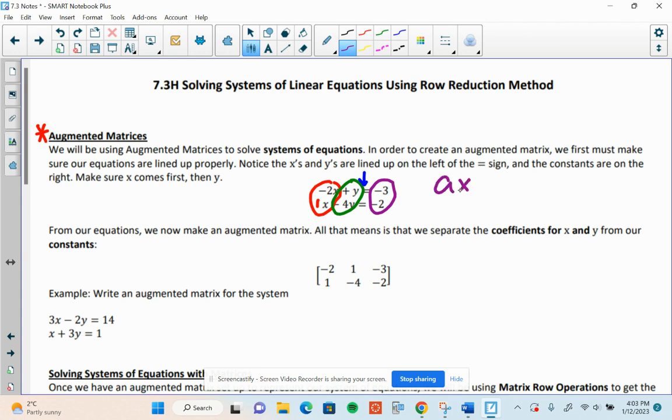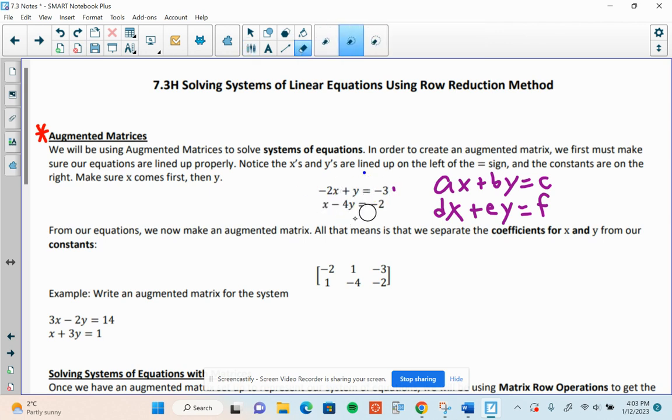And the standard form is ax plus by equals a constant, dx plus ey equals a constant. So the coefficients are what we're going to work with. We're going to be working with the coefficients. Let me erase all this. So from our equations, we now make an augmented matrix.